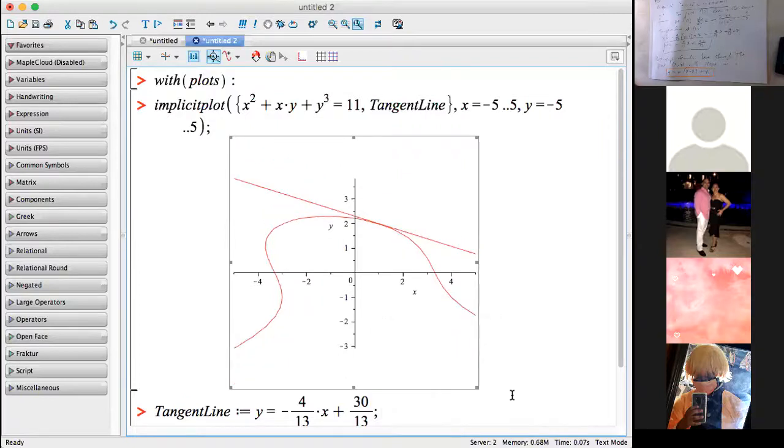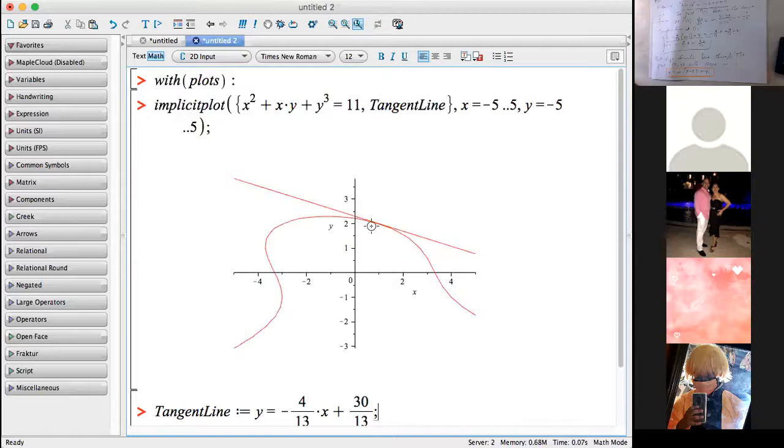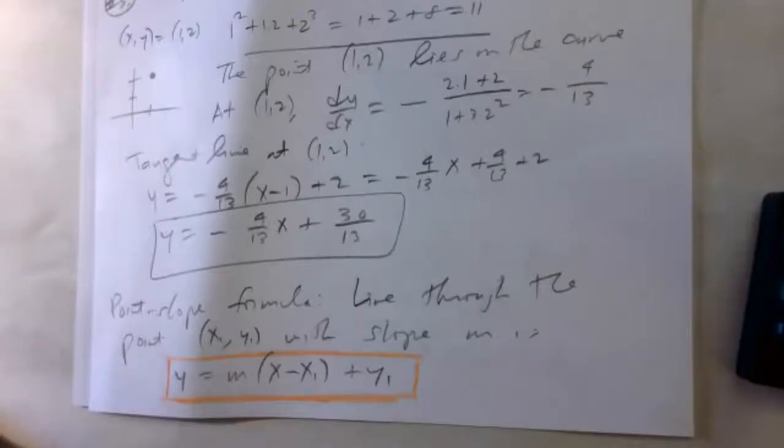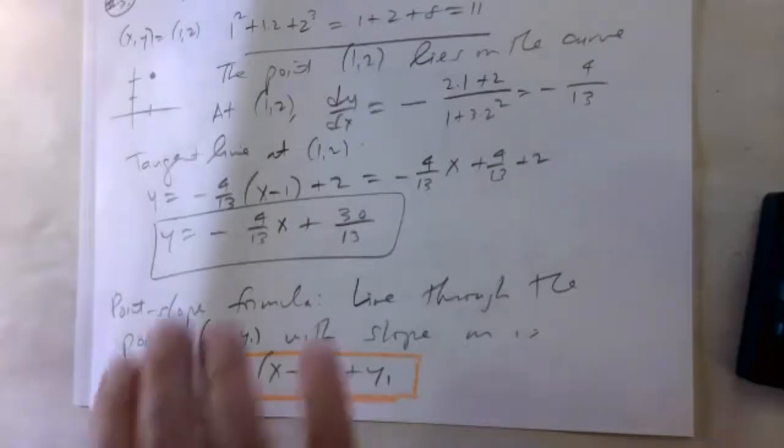Let me do it to scale. Yeah, that's really what it looks like when it's drawn to scale. 1, 2, that's the point. And this line is the tangent line. So that's kind of nice. Hope everyone enjoys that. Let's go back. It's always nice when you can draw a picture and confirm your work.